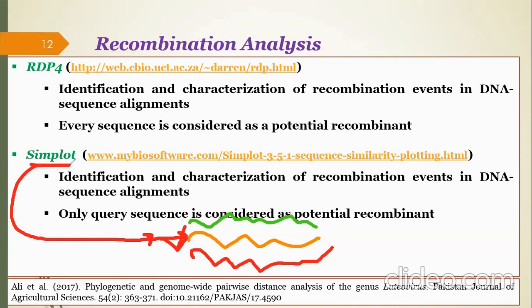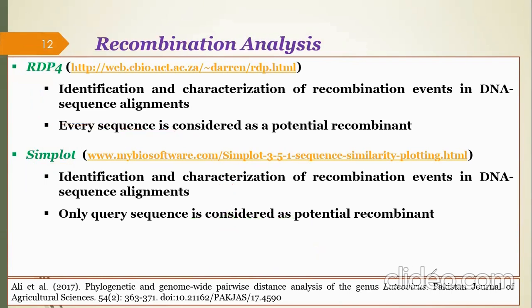And this software will only analyze this sequence as a potential recombinant and the other sequences as potential parents of this sequence. But for RDP4, it will consider all of the sequences as potential recombinants. So this is the difference between Simplot and RDP4.